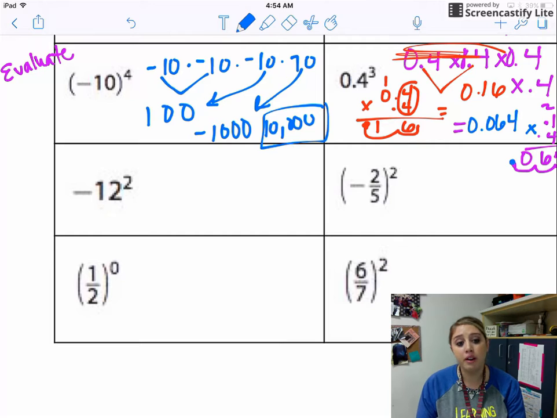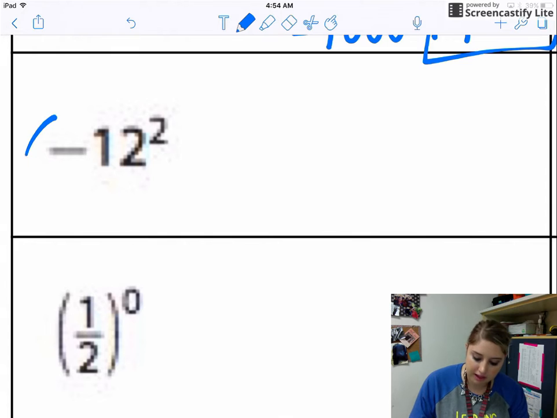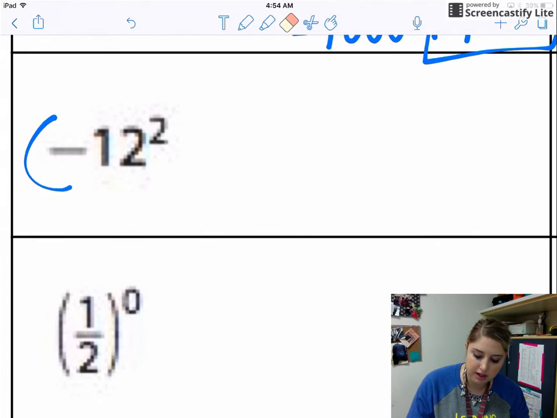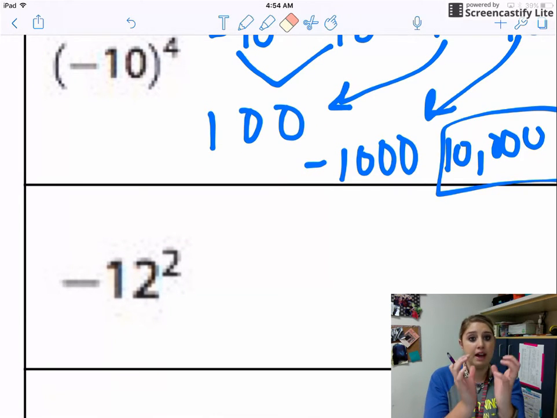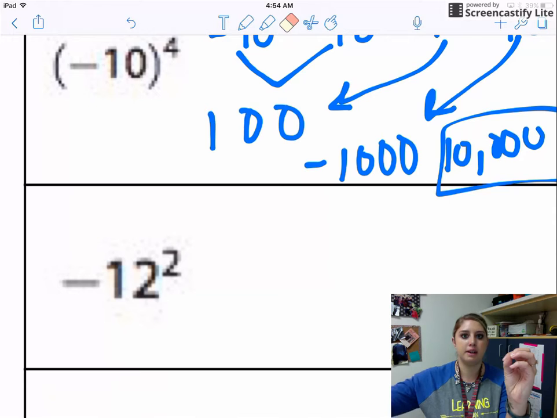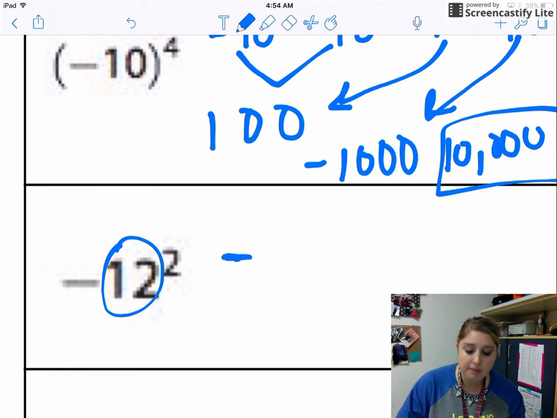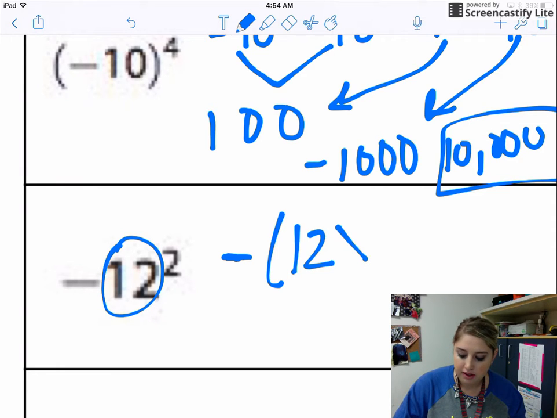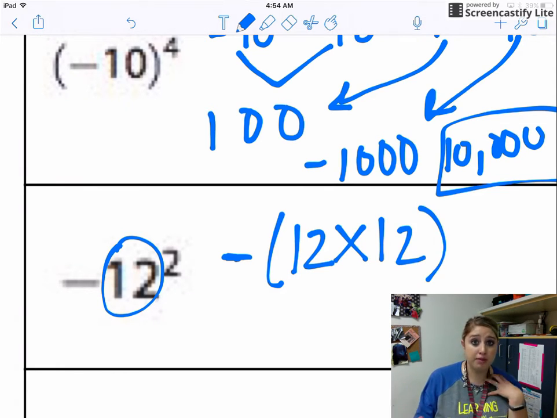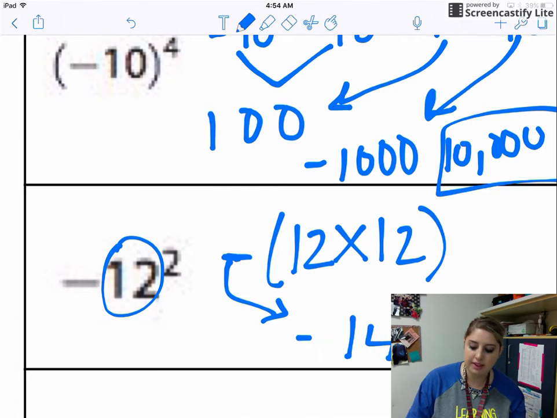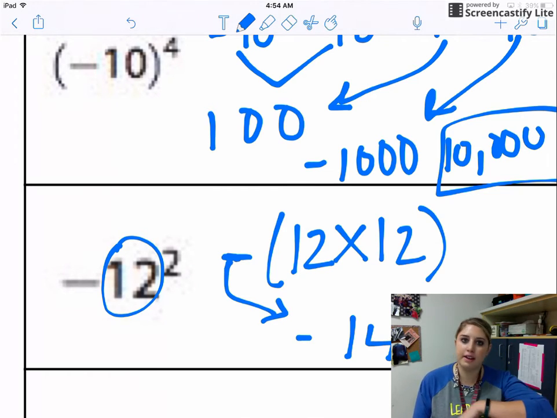We've got -12 squared. Now notice this one doesn't have the parentheses around the negative part. So that's kind of what I was talking about earlier, where this negative did have it inside. So I took negative 10 times negative 10 times negative 10. This one doesn't. So I'm going to leave the negative on the outside, and I'm just going to repeat the 12 2 times. 12 times 12 first. 12 times 12, I hope we know, is 144, and then I just slide that negative sign in. So I leave that negative for the very end.